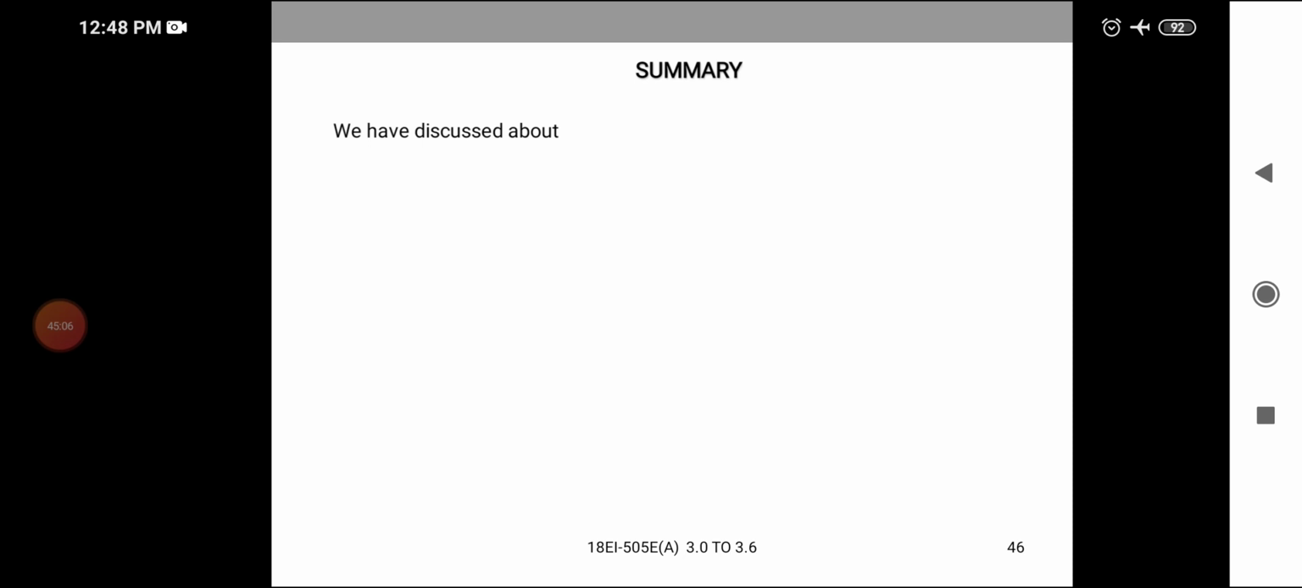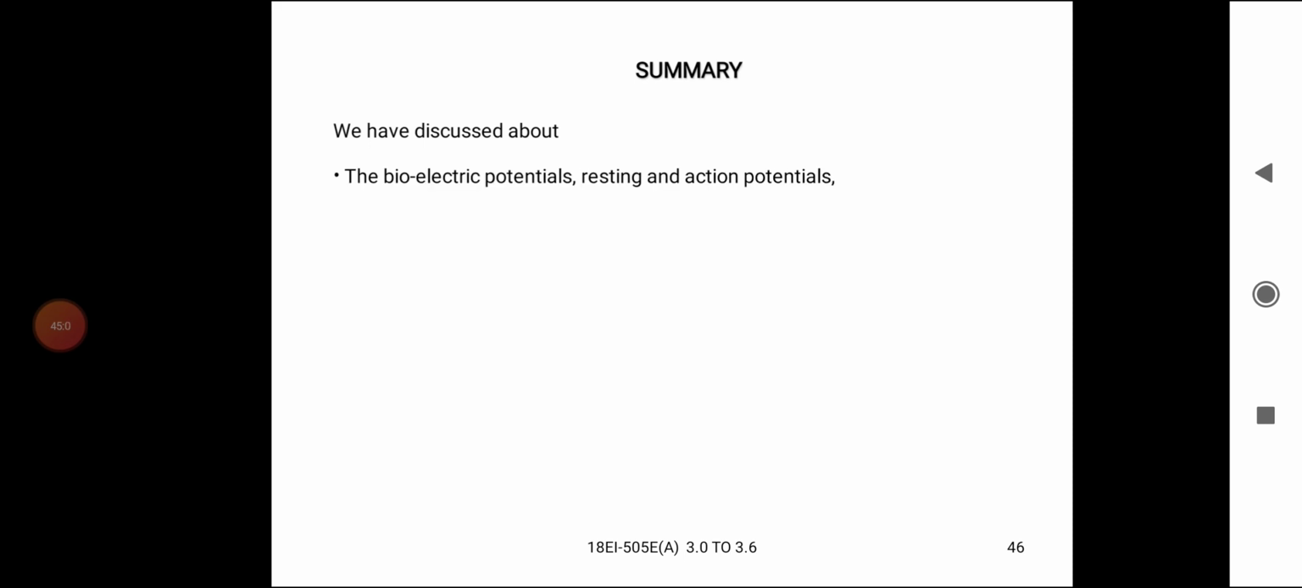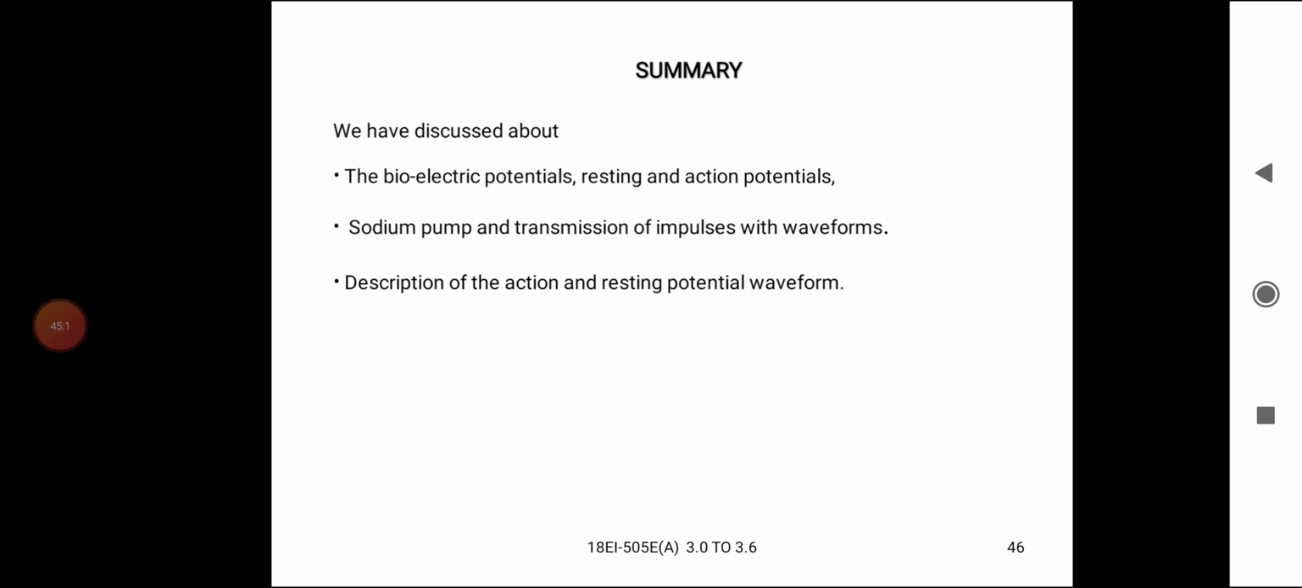Summary: we have discussed bioelectrical potentials, resting and action potentials, sodium pump and transmission of impulses with waveforms, and description of action potential and resting potential waveforms.